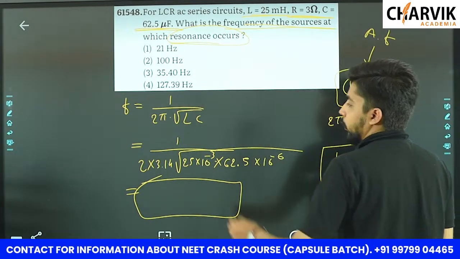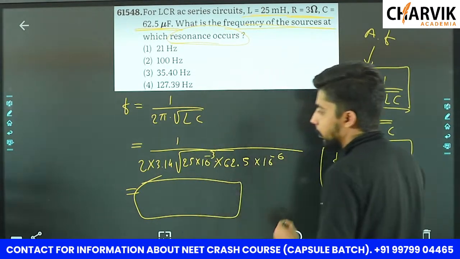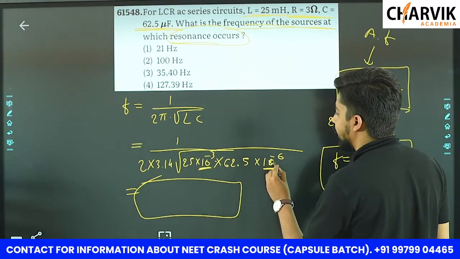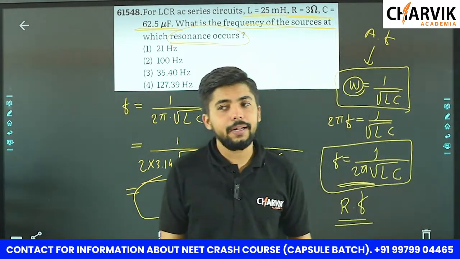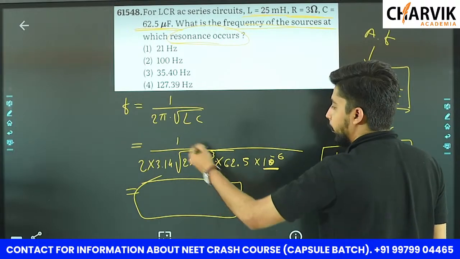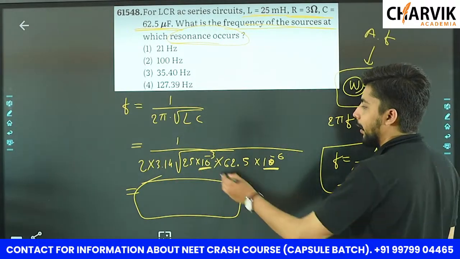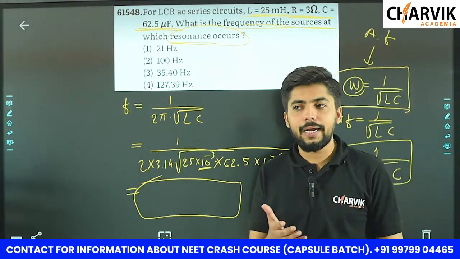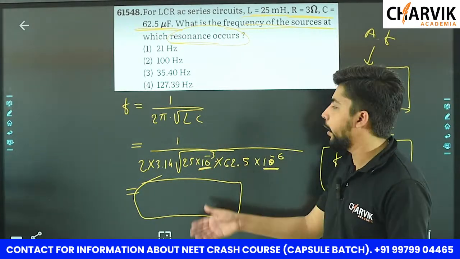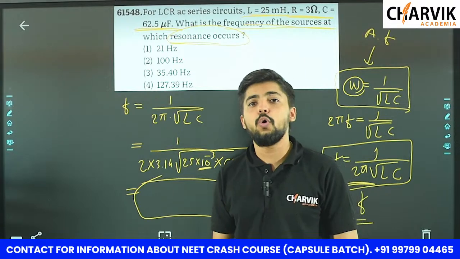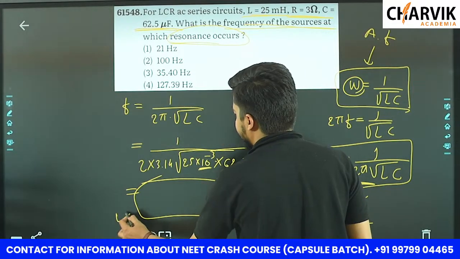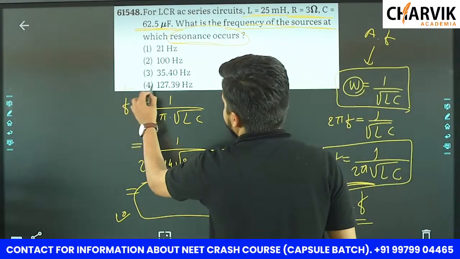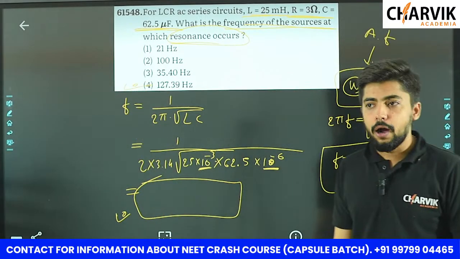So you just need to place the values, and if you are getting confused about how you will get the root of 10 raised to minus 9, just shift the point one place to the left and you will get 10 raised to minus 8, and the root of 10 raised to minus 8 will be 10 raised to minus 4. It will go into the numerator and becomes 10 raised to plus 4. Then you can easily calculate this term, and the answer will be 127.39 hertz. Okay.